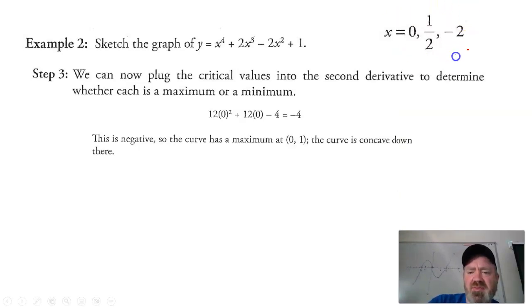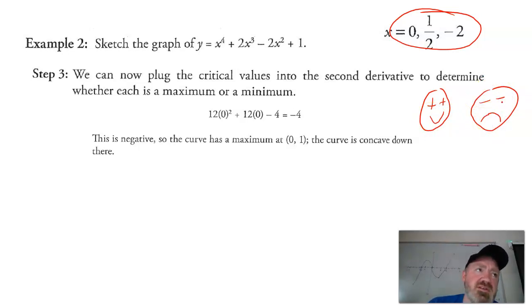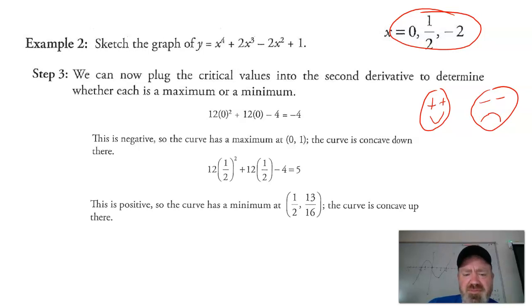I'm kind of covering them up over here. Okay? And so they're saying, hey, put these into the second derivative now and see if they're positive or negative. Because if they're positive, we have a minimum. If they're negative, we have a maximum. And it also is helping us find concave up and concave down. So put 0 in, you get a negative 4. So you're concave down, and it's a maximum.